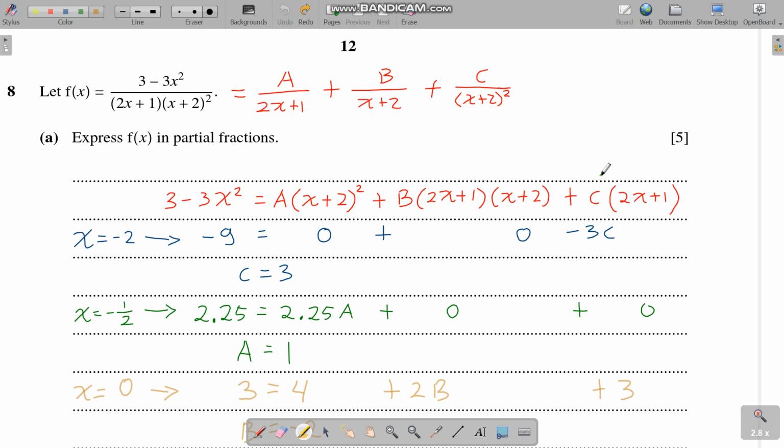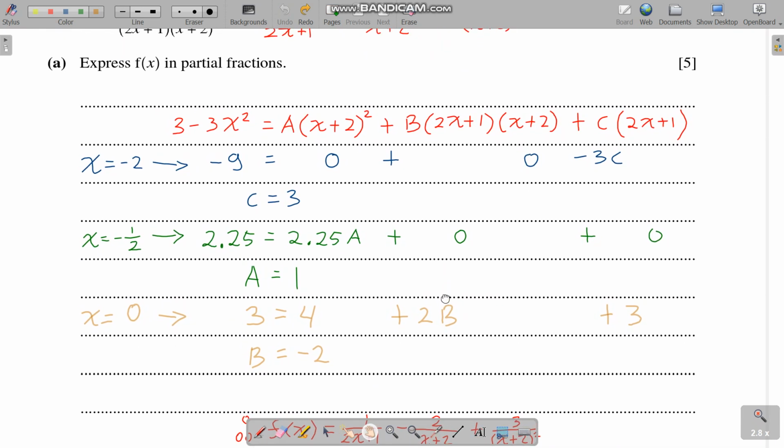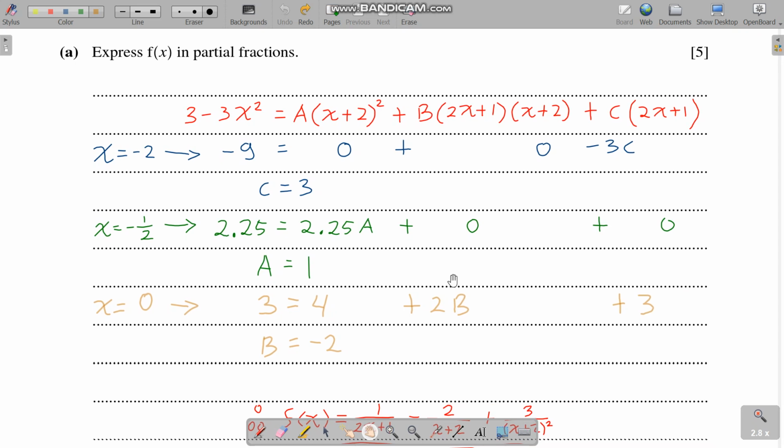The next step is to cleverly choose the right values of x so that you can find the A and the B and the C. So if you look at the x plus 2 here, we can simply plug in minus 2 so that everything will be 0. And if you look at the 2x plus 1, we can use minus 1/2 so that this term and this term go to 0.